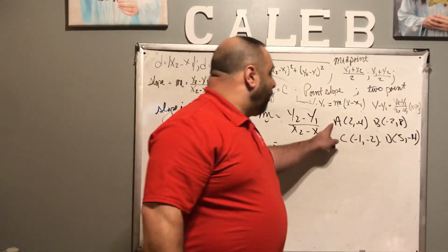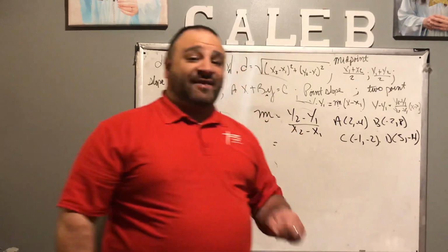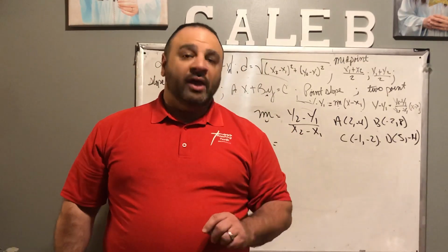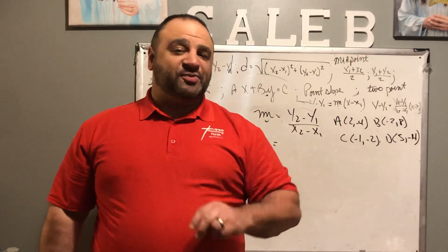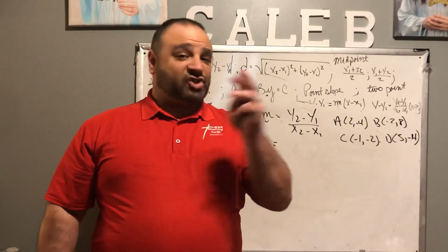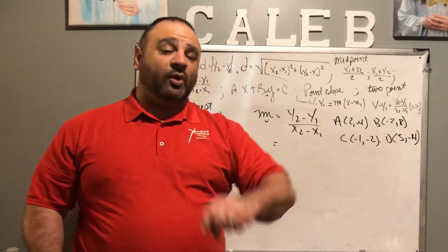So I'm going to do the slope formula of A and B and C and D. If the slopes are the same, parallel. If the product of the slopes is -1, they're perpendicular. If the slopes are just different slopes altogether, we'll have intersecting.